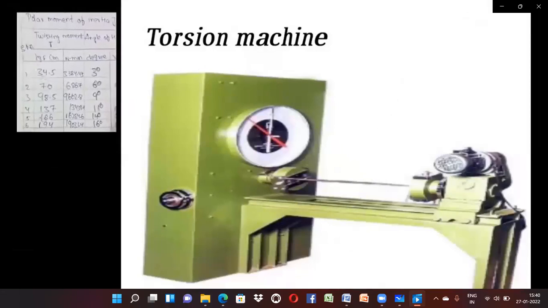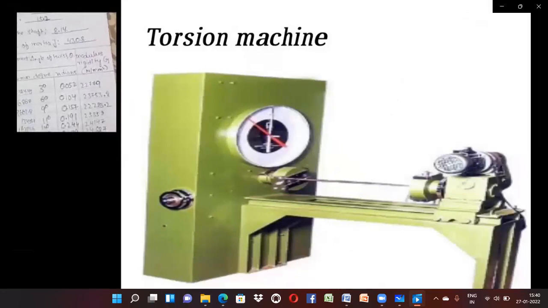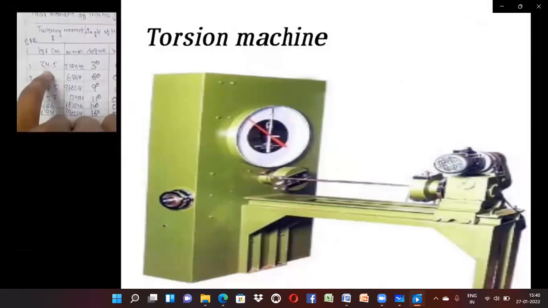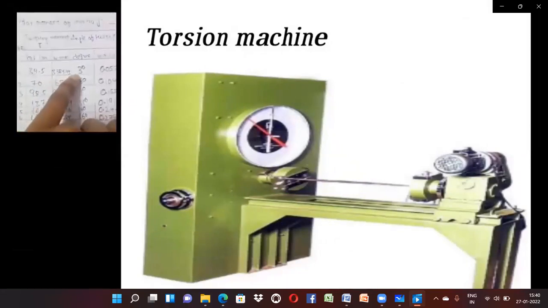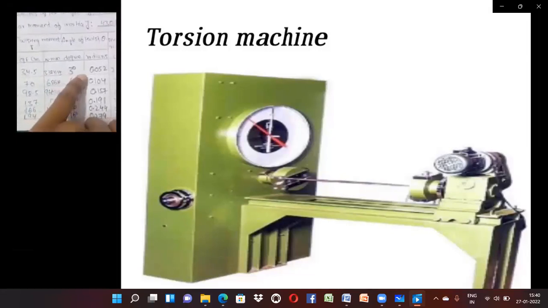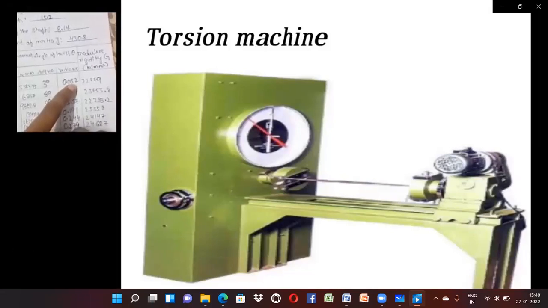Initially we have the twisting moment, then the angle of twist, and then the factor we are finding, that is the modulus of rigidity. Initially I take 34.5 kg, which we convert into Newton meter by multiplying by 9.8. Another thing is the angle of twist. For each 3 degrees of angle we note how much load we are applying. That 3 degree angle is converted into 0.052, in terms of radians.